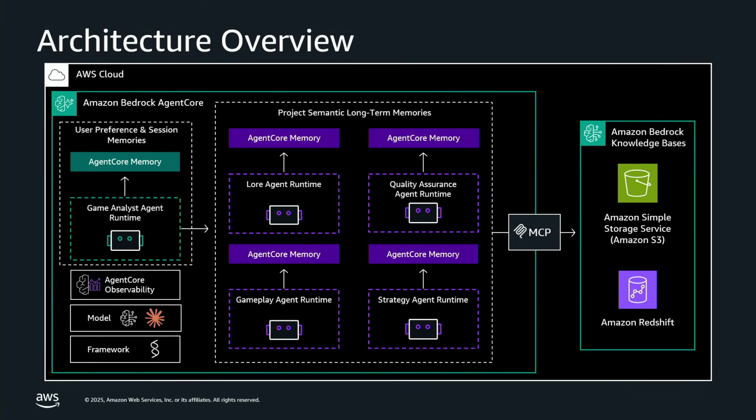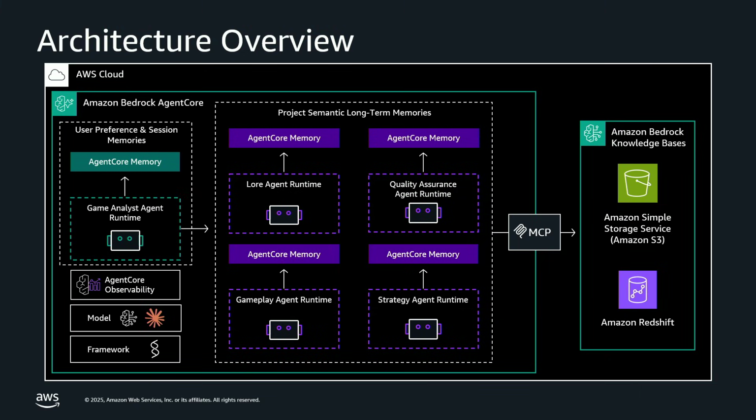The first AWS service that we're going to be leveraging, well, first, actually, I'm getting ahead of myself. These agents are all going to be written with the Strands framework. And the model that we're going to be using today is the Anthropic Claude Sonnet 4.5 model. With that, all of these agents are going to be deployed to their own Amazon Bedrock Agent Core runtime.